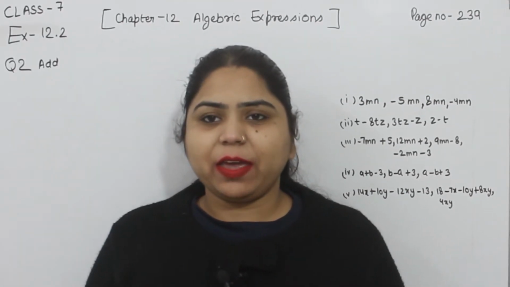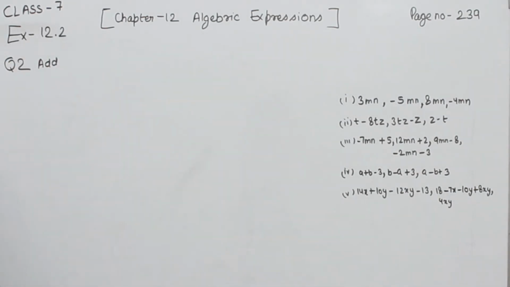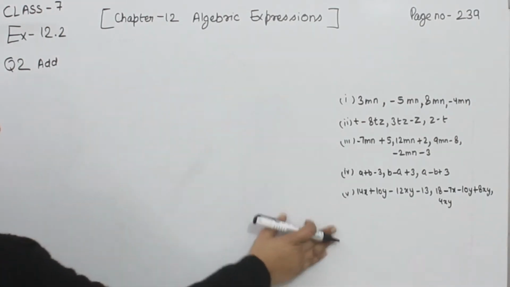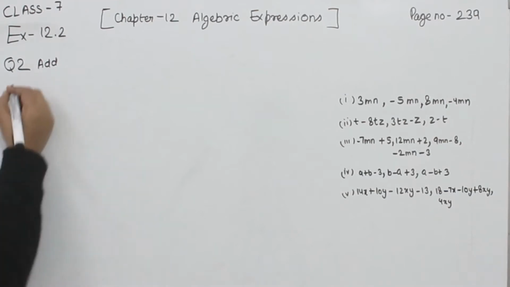Everyone, this is Preeti. We are here with another question of exercise 12.2, page number 239, question number 2. Add. So we have to add the given parts. In this question, we have part 1 to part 10. In this video, we are going to solve part 1 to part 5. In the next video, we are going to start with part 6 to part 10. So start with the first one.